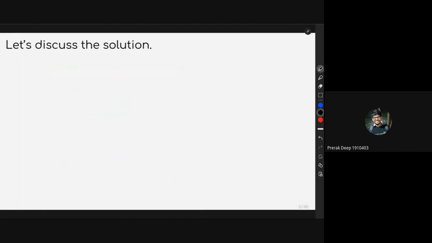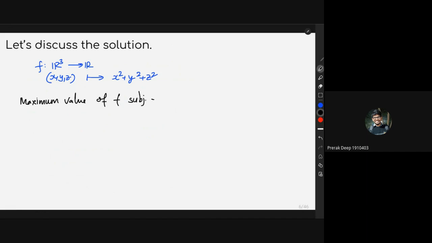Now we have been given a function on R3 as f equals x square plus y square plus z square. You need to find the maximum value of f, subject to the constraint g of x, y, z equal to 0.